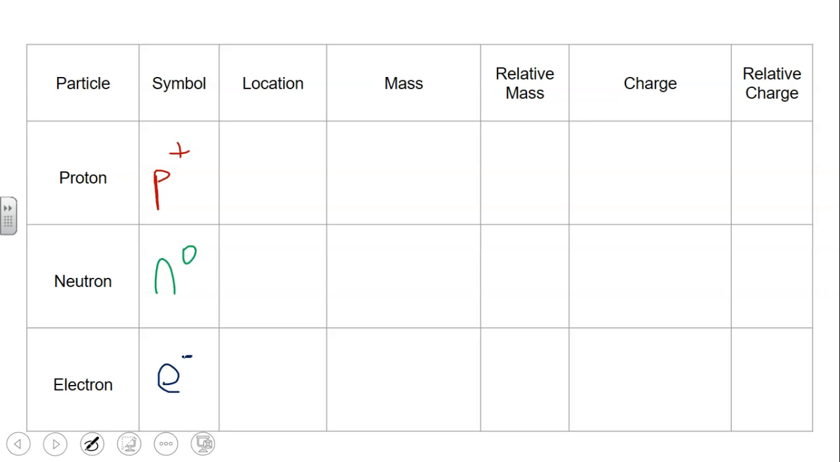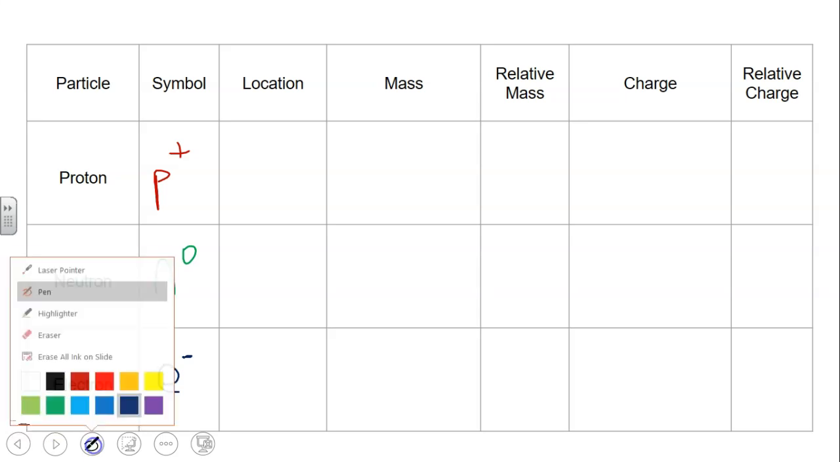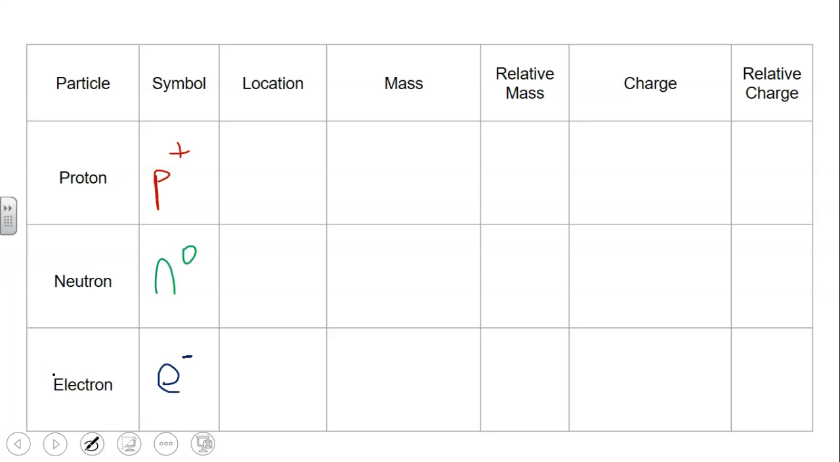Now, where do we find all these things? Where's the location of them? Well, the location is pretty straightforward because we just went over that. We find a proton in the nucleus. Okay? We find a neutron in the nucleus. And then we find the electron in something called the electron cloud.